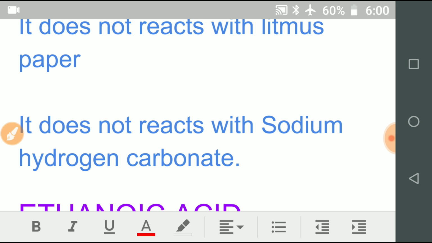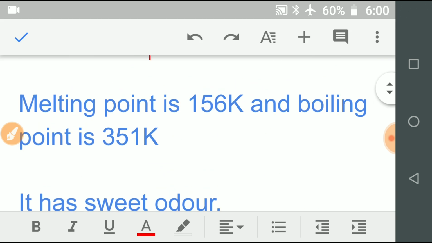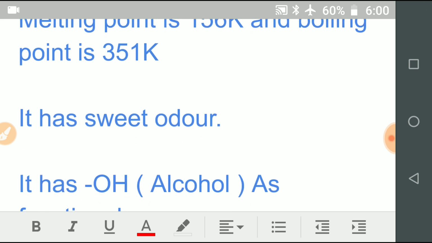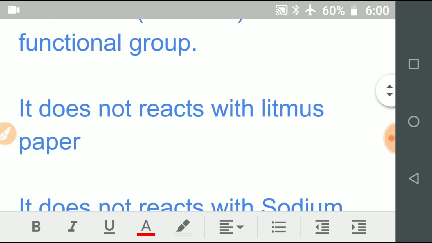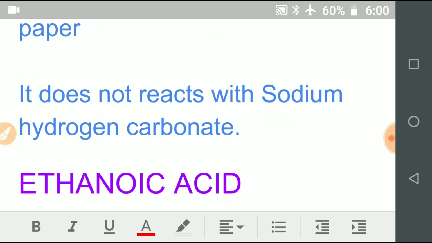Once again, ethanol has a melting point of 156 Kelvin and a boiling point of 351 Kelvin. Then it has a sweet odor, that means a pleasant smell. It is a colorless liquid. Then it has an OH group, the alcoholic group, as a functional group. Next, it does not react with litmus paper, and it does not react with sodium hydrogen carbonate.